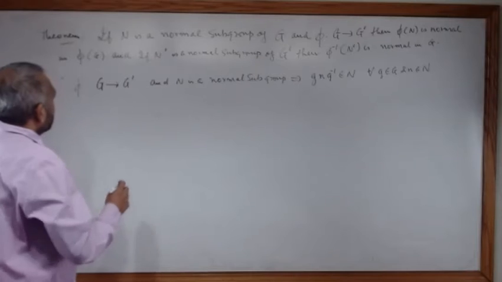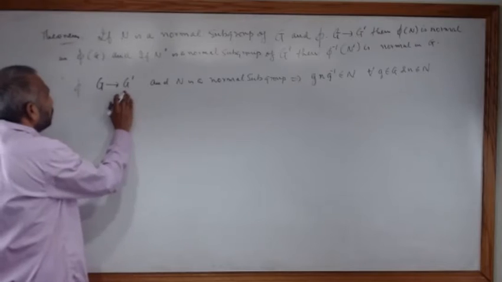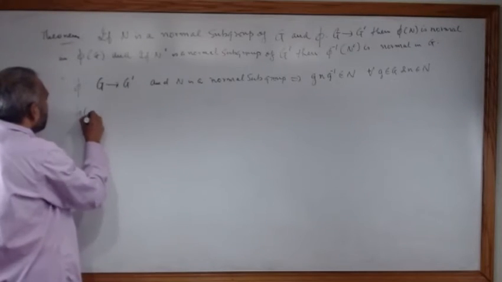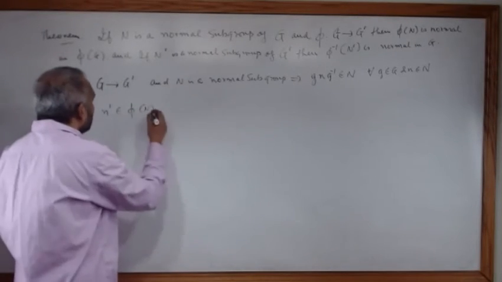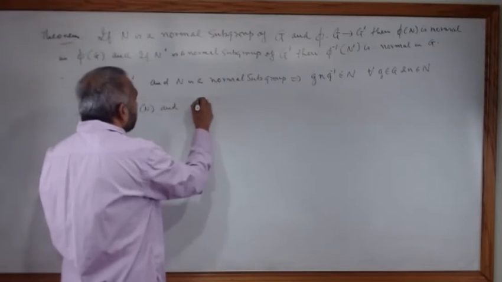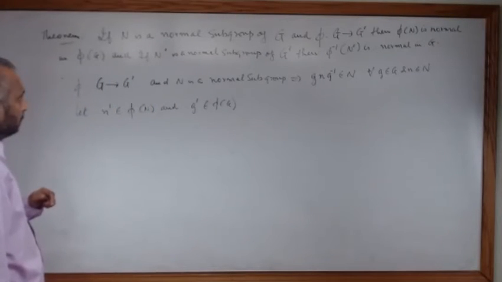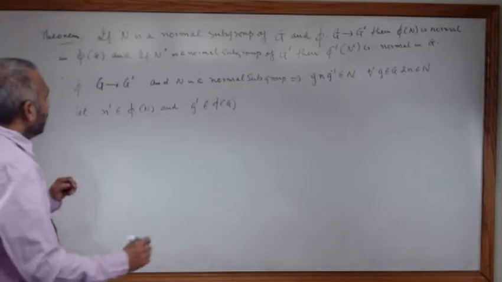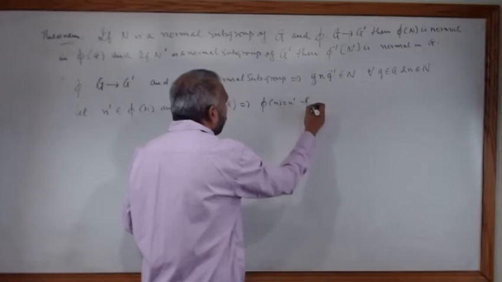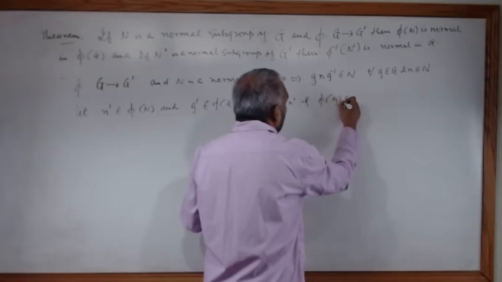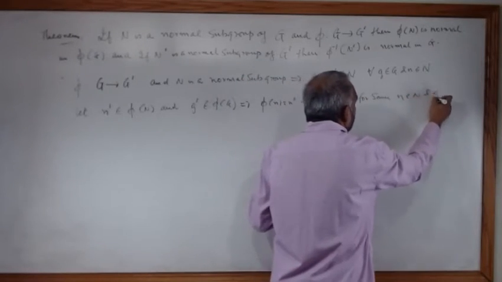So what we need to do is, we'll take corresponding elements from G prime. So let n prime belong to phi of N and g prime belong to phi of G. So this implies phi of n is equal to n prime and phi of g is equal to g prime for some n in N and g in G.